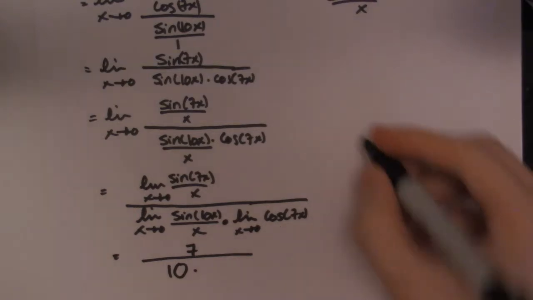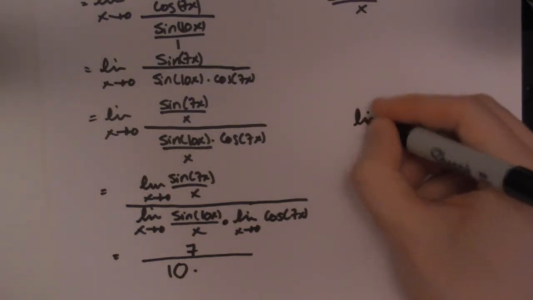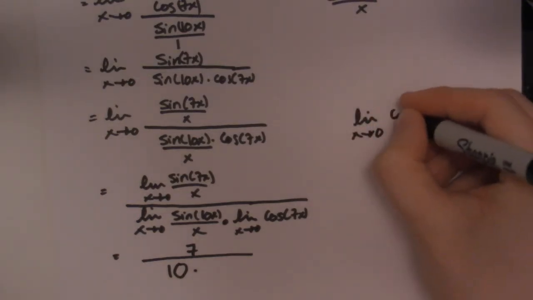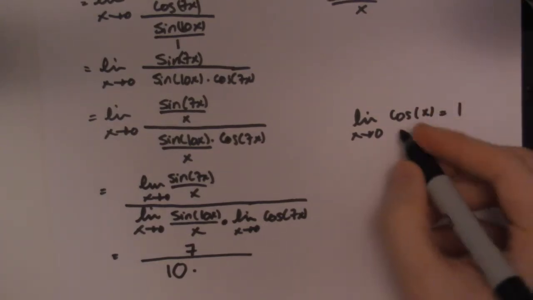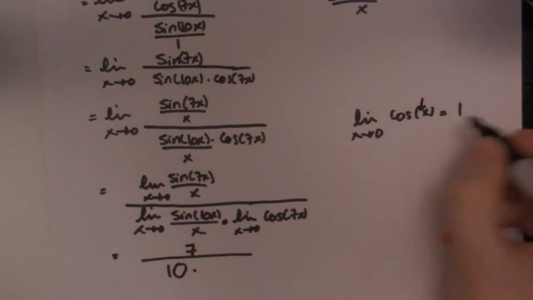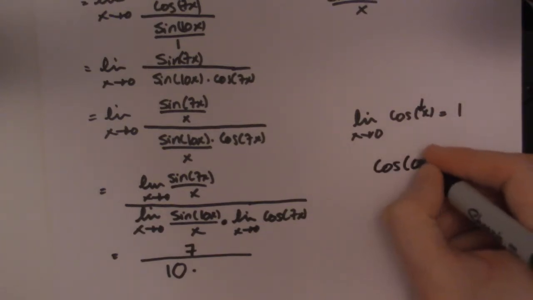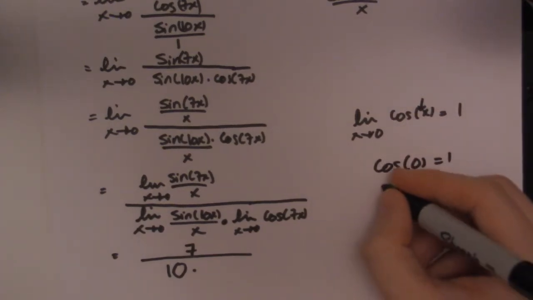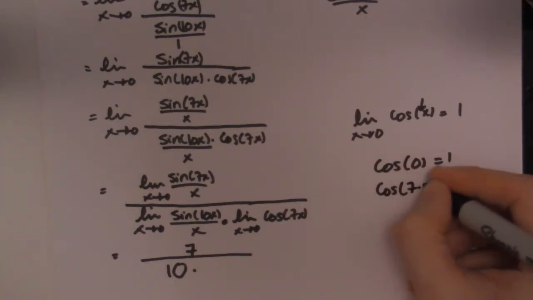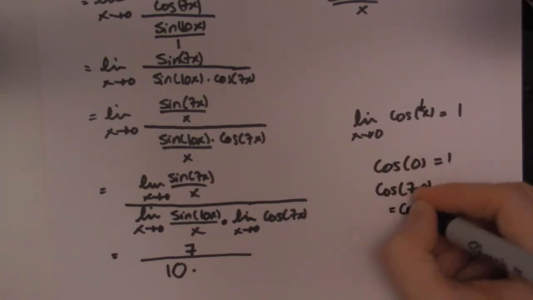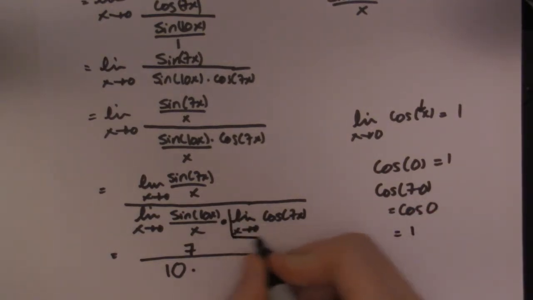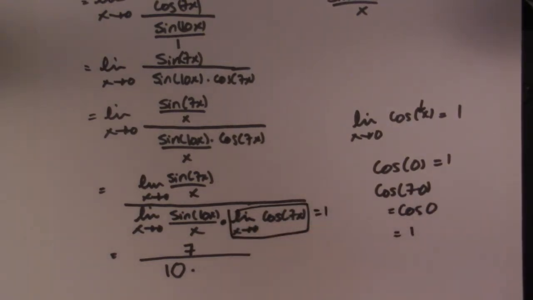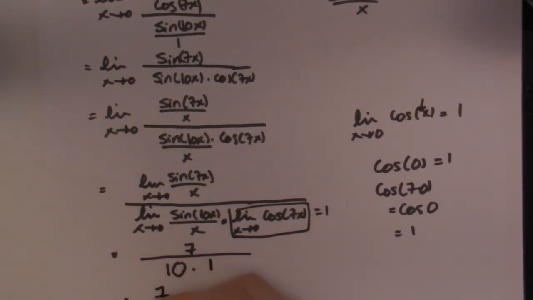And this guy right here, one limit we need to remember is that the limit as x goes to 0 of cos of x is equal to 1. It doesn't matter what number I put in here, because essentially all I'm evaluating is cos of 0, which is equal to 1. So if I have cos of 7 times 0, that's still cos of 0, which is 1. So basically this limit right here equals 1. And again, that's just direct substitution, so I end up with 7 over 10.